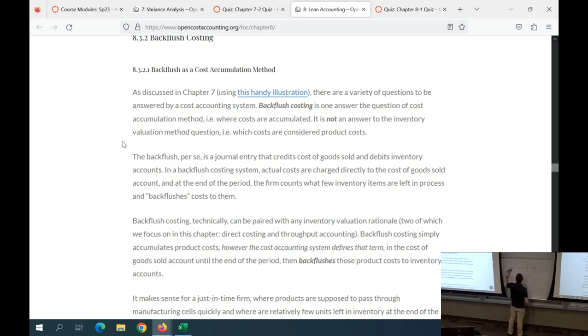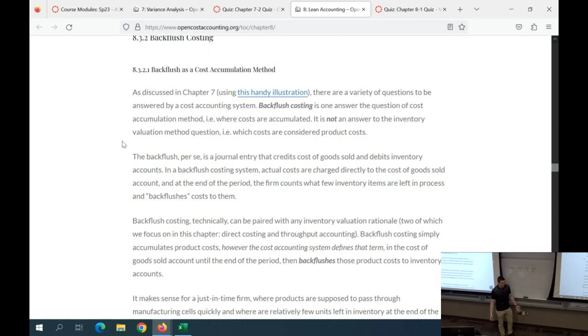And as we incur costs, they get debited to cost of goods sold immediately. We pay a worker, a direct worker. He or she's working on the line. It's a debit to cost of goods sold. We buy some raw materials. It's a debit to cost of goods sold. We pay some factory overhead. It's a debit to cost of goods sold.